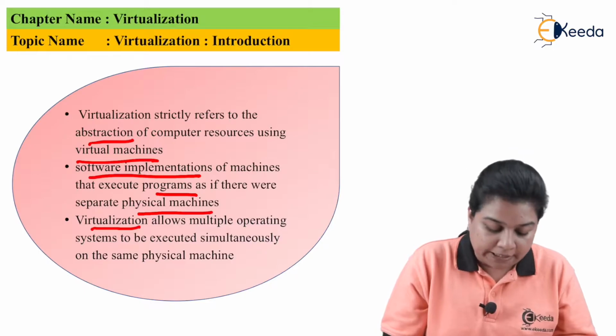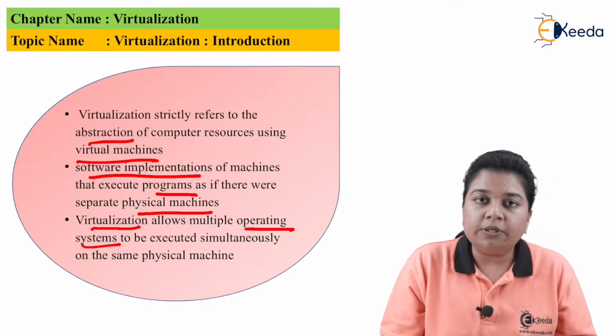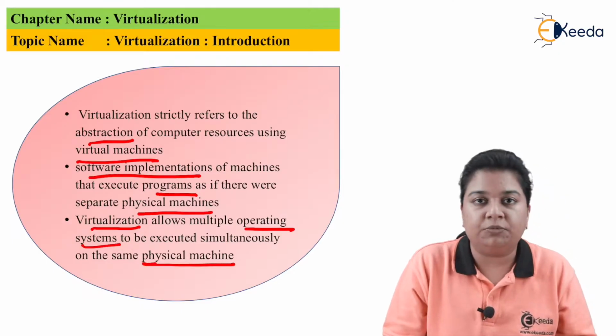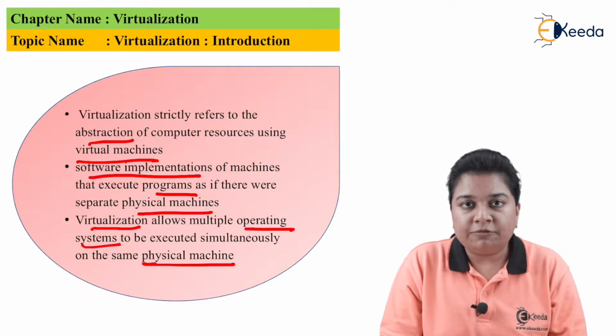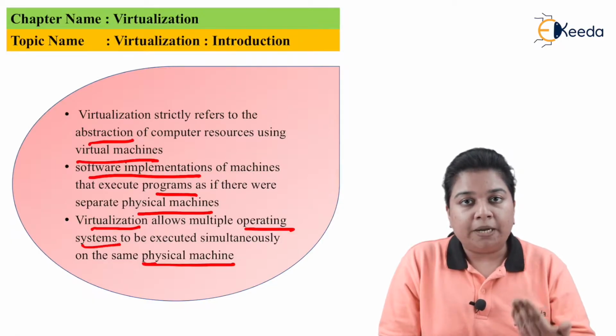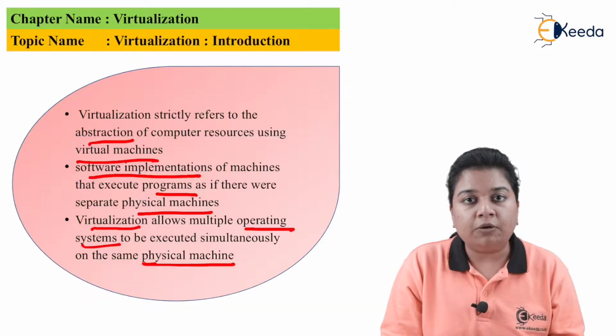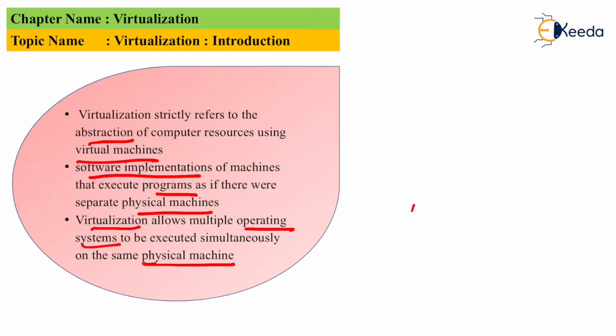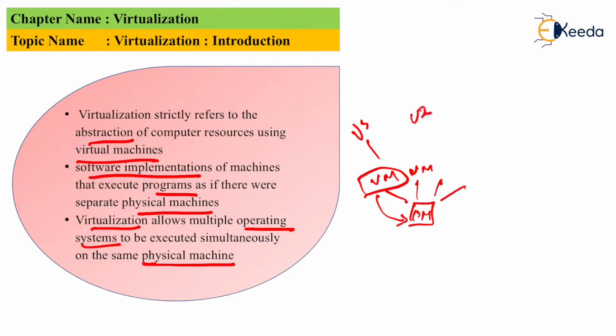Virtualization allows multiple operating systems to be executed simultaneously on the same physical machine. We have seen that we have a single physical machine, and several virtual machines are created on it. Say, for example, I have this physical machine 1 and I have created 4 virtual machines out of it. The user will be using a virtual machine, but it appears to every user that they are using a different physical machine. This is virtualization.